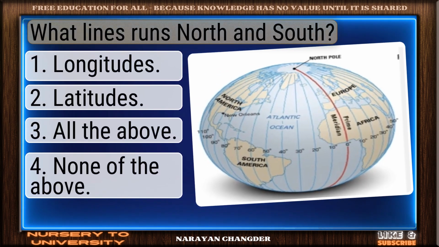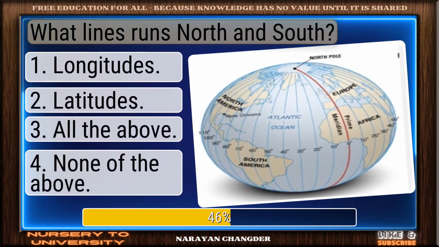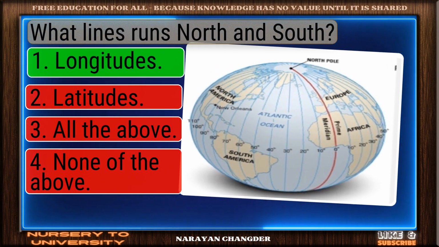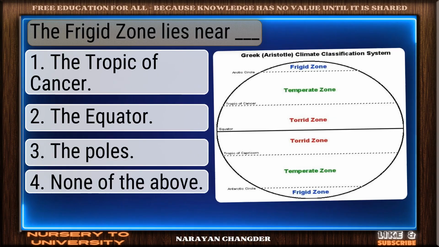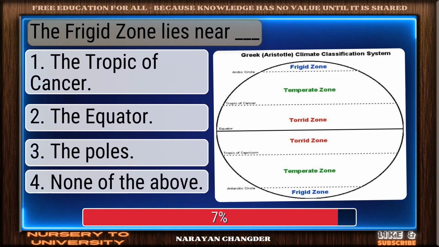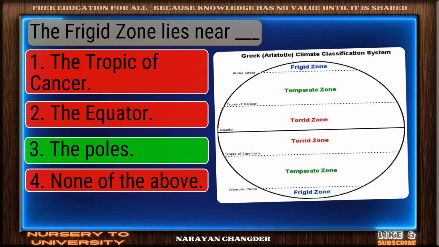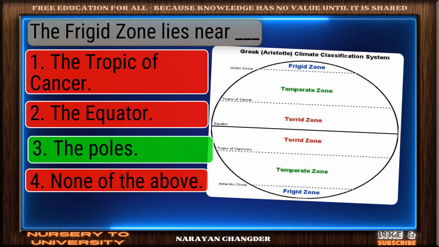What lines run north and south? Sharp thinking. Longitudes is the right choice. The frigid zone lies near dash. Right again. The poles is a valid answer.